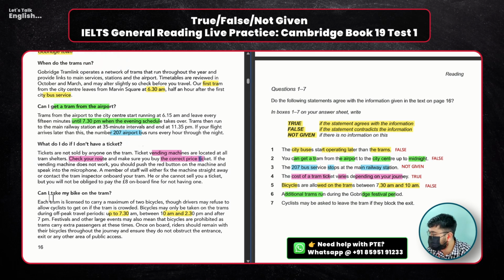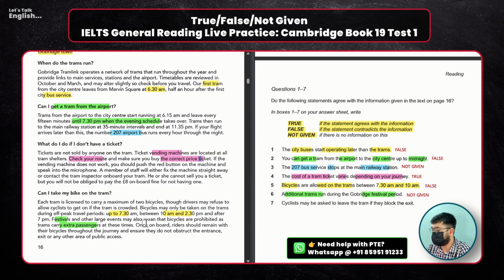Implied meaning भी होते हैं तो कई बार तो don't do it blindfoldedly, but yeah, prohibited as trams carry extra passengers at these times. Once on board, riders should remain with the festivals here, but it's not specifically talking about Gobridge festival period. The same trams will carry extra passengers, but extra trams चलाई जाएंगी नहीं चलाई जाएंगी, it's not very clearly done, so it's a not given.